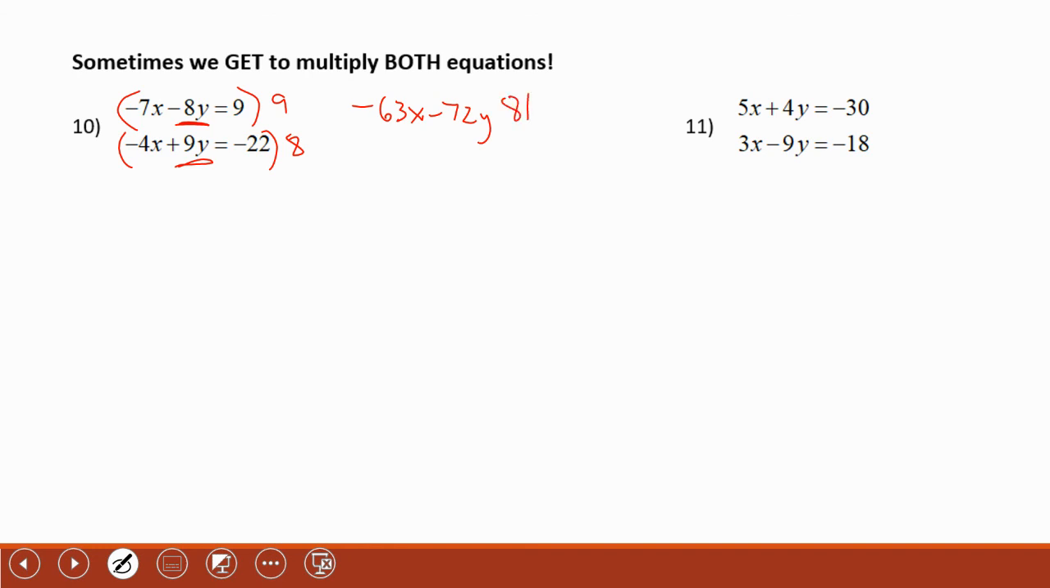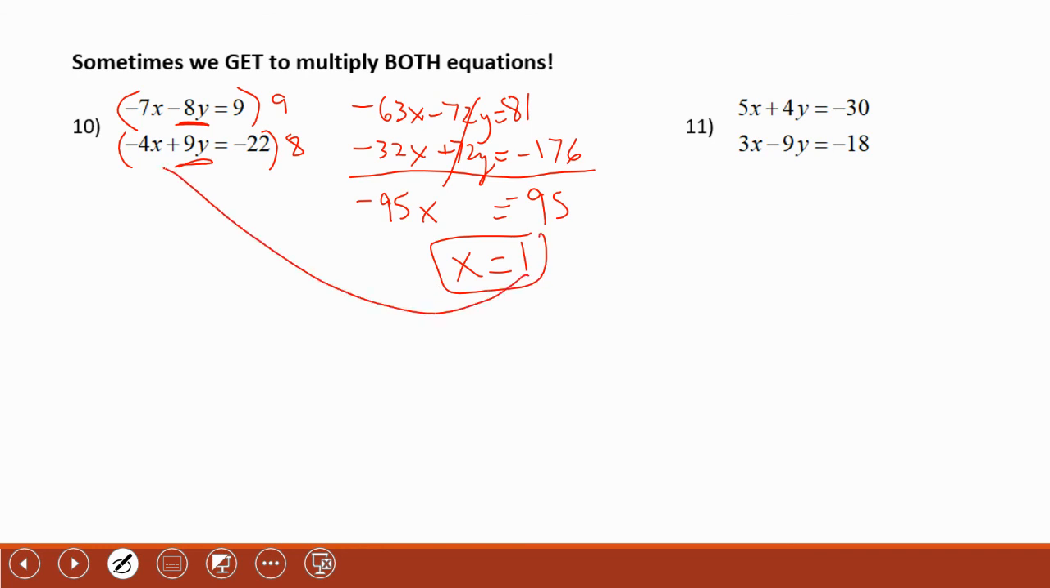being able to eliminate y. And if you're not good at multiplying, you're gonna want to use your calculator here. So I have negative 95x, the y's cancel out, equals negative 95. So x equals 1. Once you get to here, then our second step isn't any different.